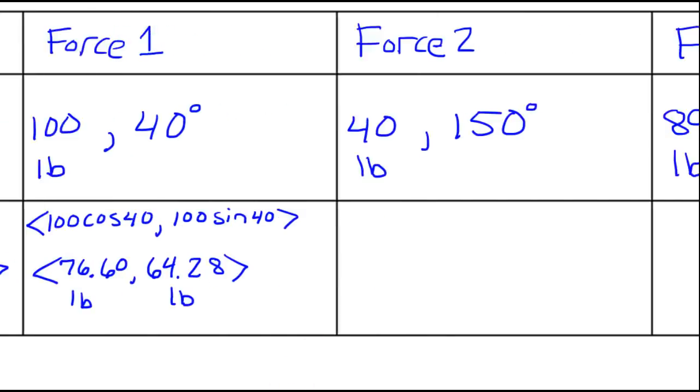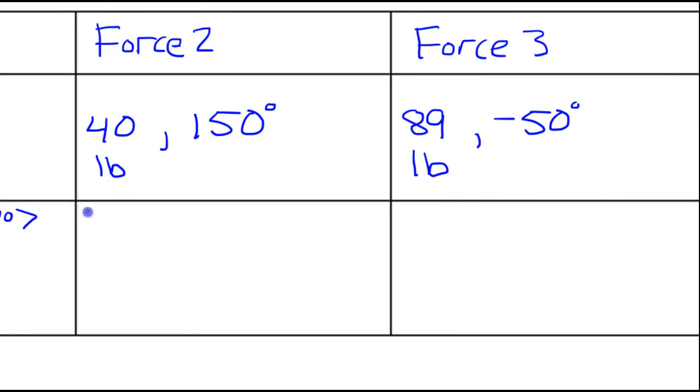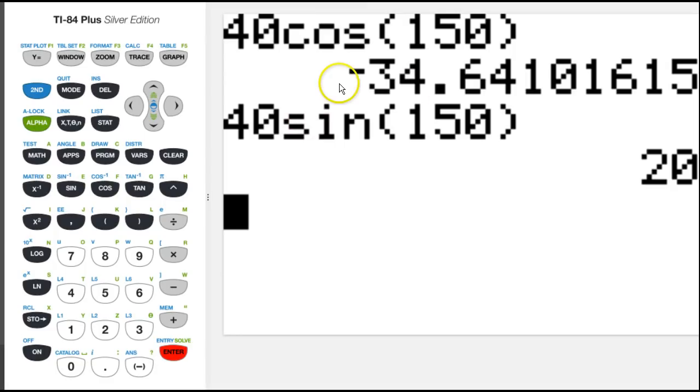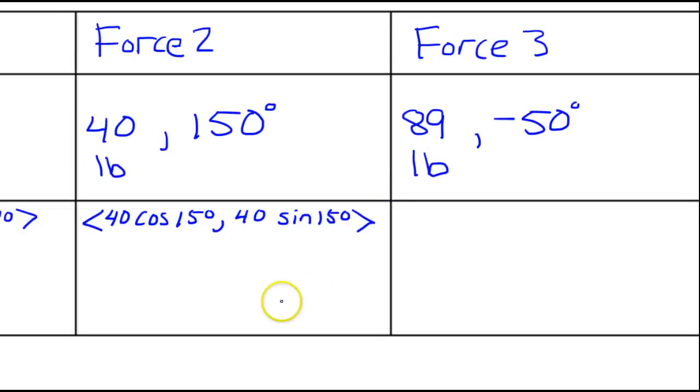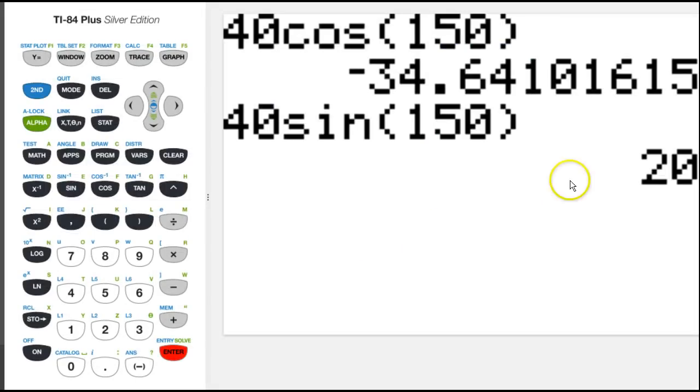Let's do the same thing for force 2. R cosine theta, R sine theta. So R cosine theta, that's 40 cosine 150. R sine theta, that's 40 sine 150. Calculator. So this is what I'm getting. First I have negative 34.64, and 20.